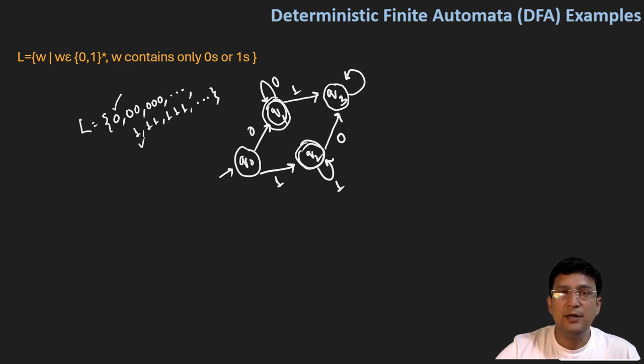In the dead state, if you get a zero or a one, it doesn't matter, because you already made a mistake by taking a one after the zeros or a zero after the ones. So this will not be acceptable. So this is the DFA for the given language.